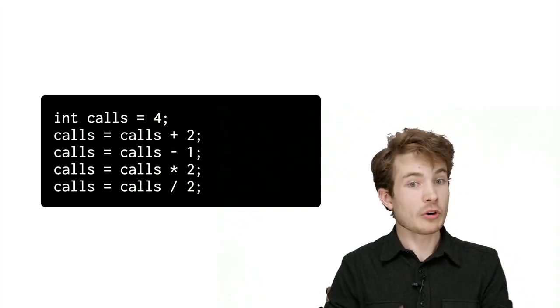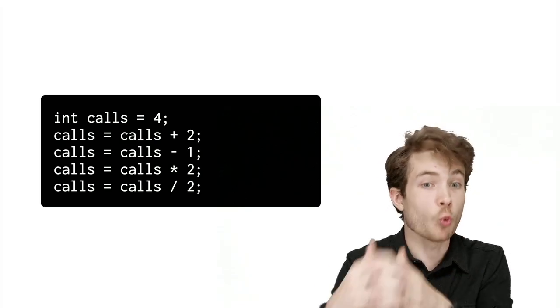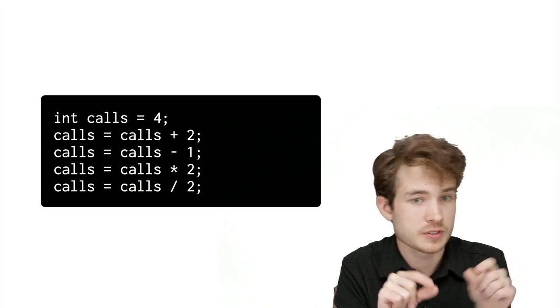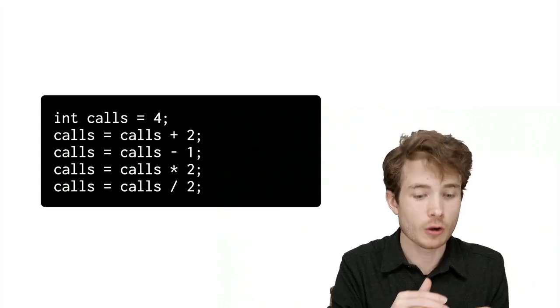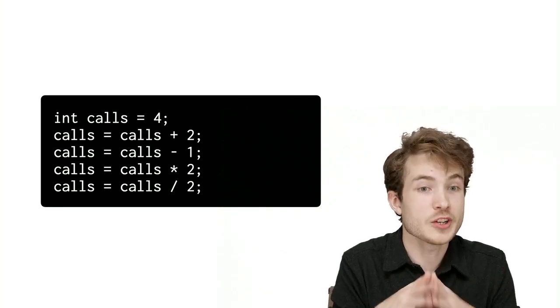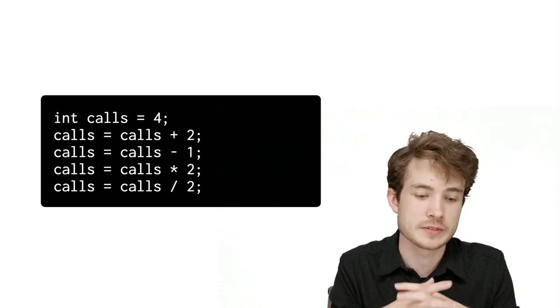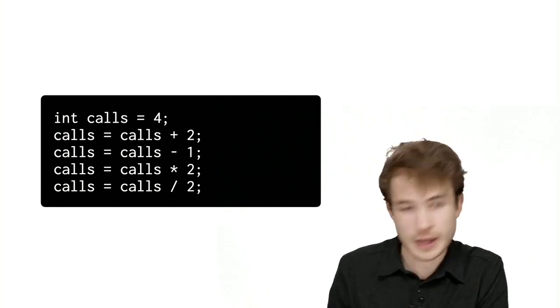And then later in my program, maybe I could subtract from calls. I could say, let's make calls 1 less than what it currently is. To do that, I could say, let's take calls, subtract 1, and then reassign it back to that variable called calls, and so on for multiplication here on that 4th line and division on that 5th line. So multiplication using our star and division using our slash.